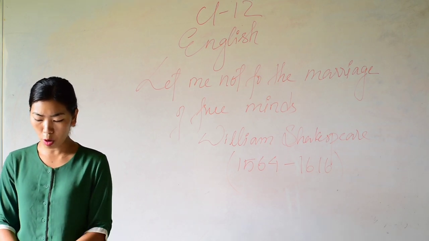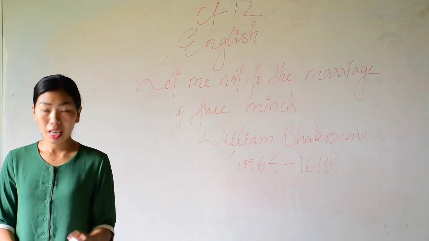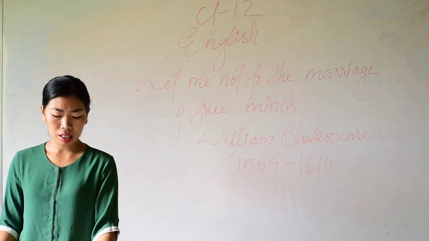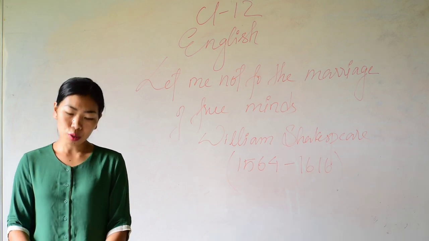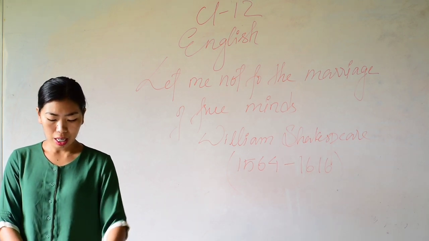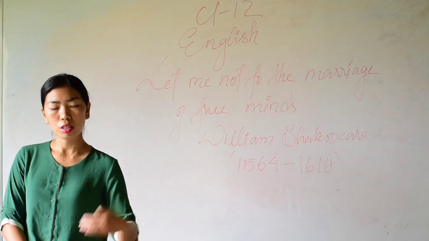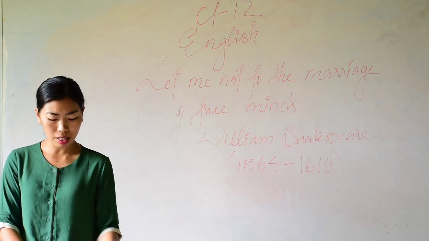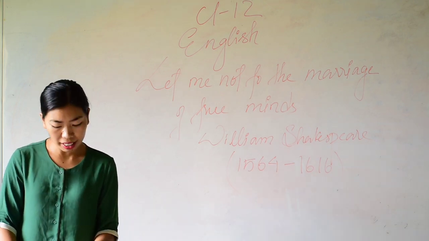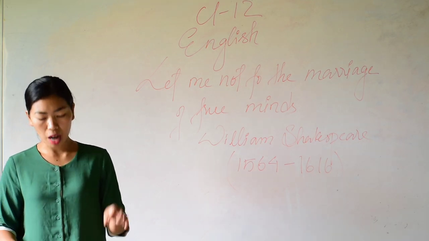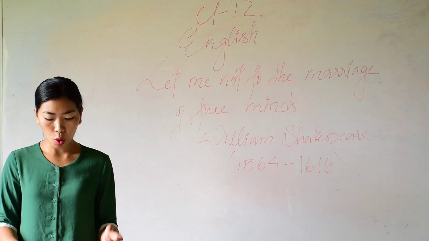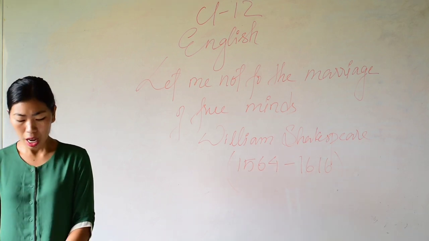The third quatrain follows the rhyme scheme of E F E F, and the last two lines, that is a couplet, follow the rhyme scheme of G G. So this couplet is different from the three quatrains, and it says, if this be error and upon me proved, I never writ, nor no man ever loved.